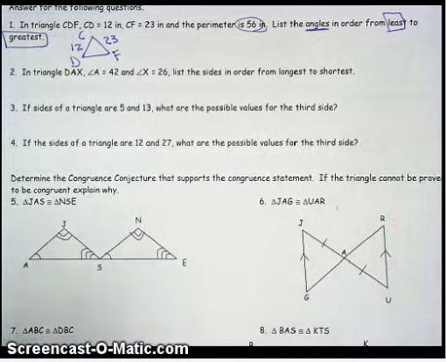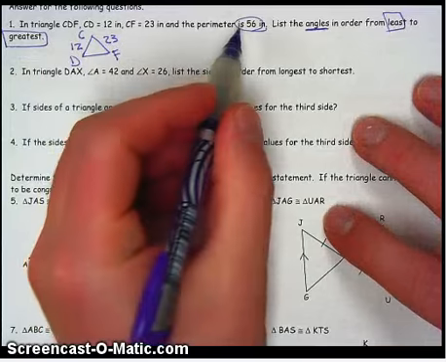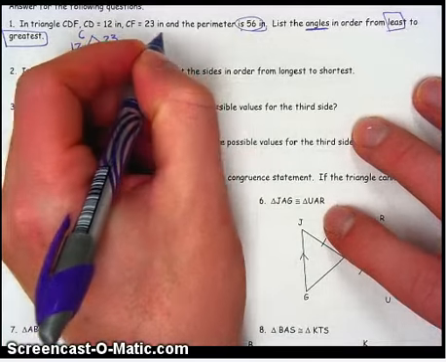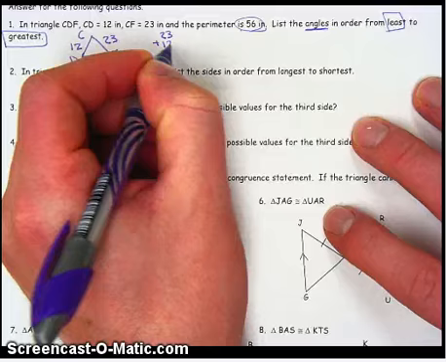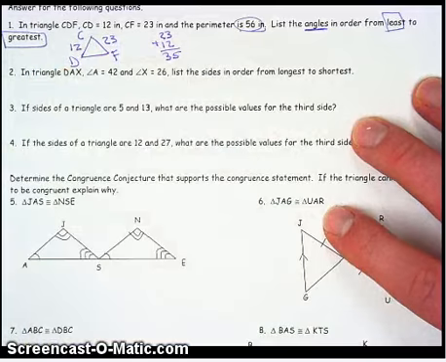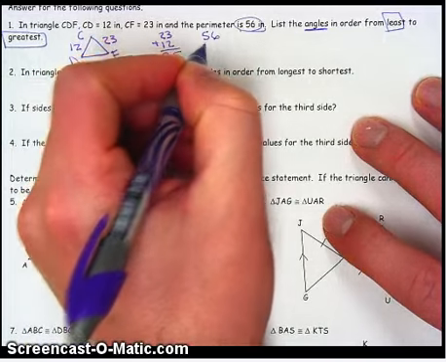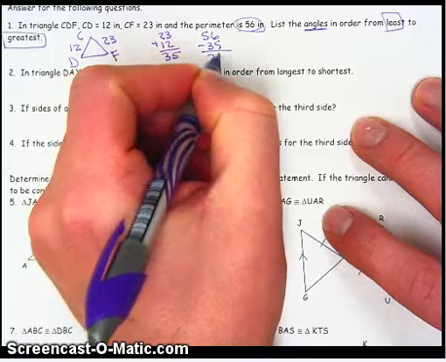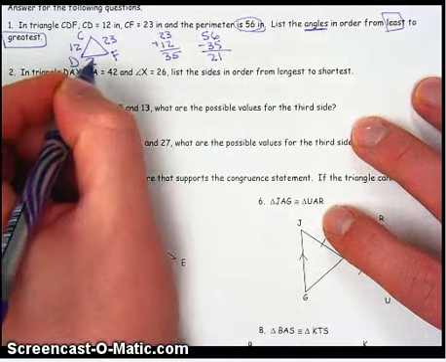So first thing I do is find that missing side. I've got the perimeter and I've got two sides, so I can find the third side. So 23 plus 12 is 35. I can do 56 minus 35 is 21. So my missing side there is 21.